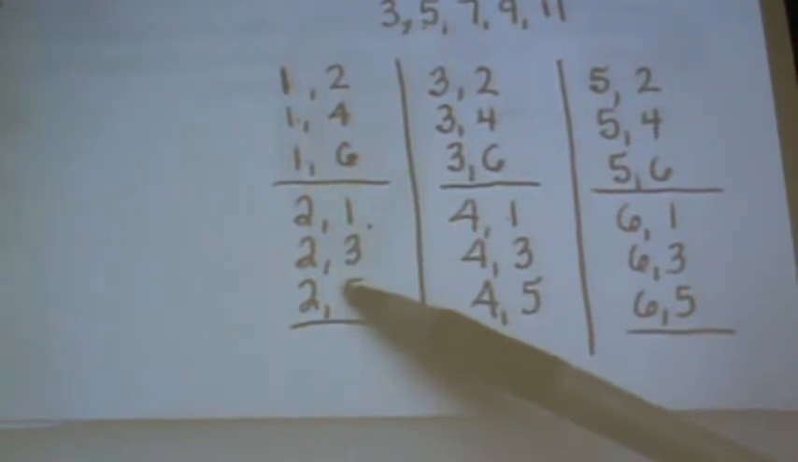So how many possible sums did we get that added to be an odd number? How many did we come up with? 6, 12, how many? 18. We came up with 18 possible ways out of a total of what?